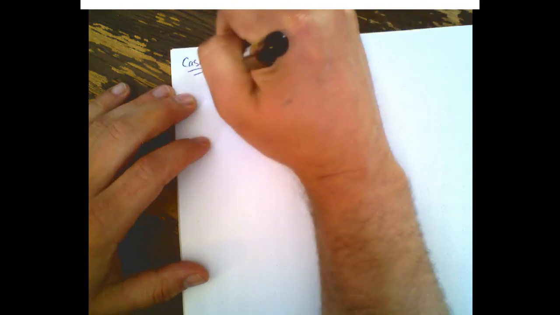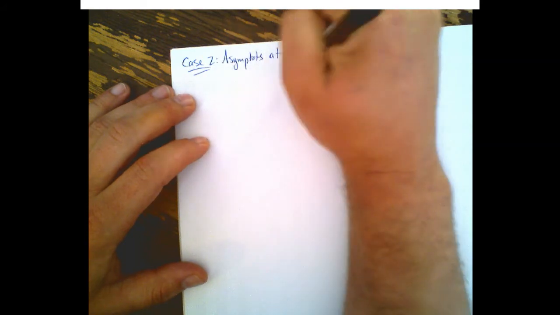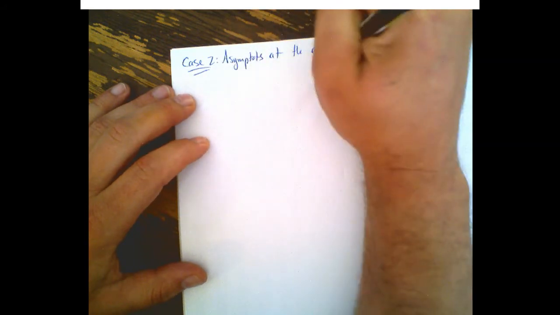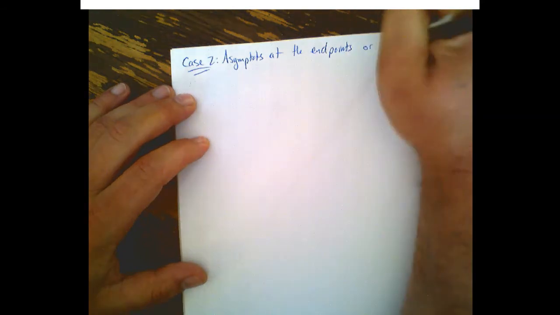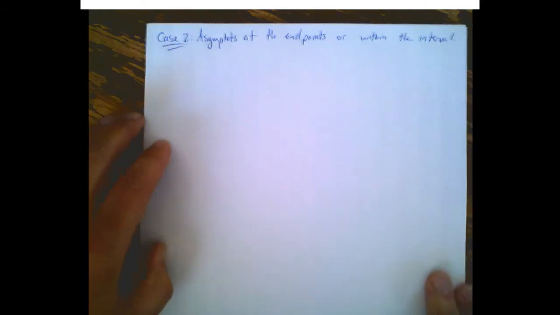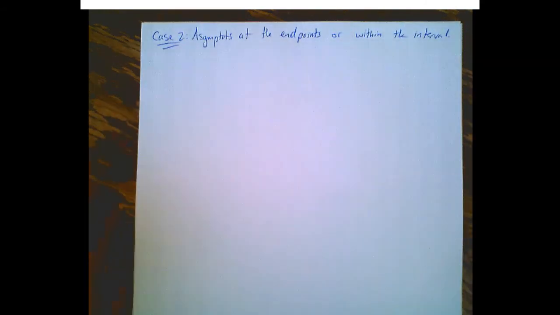Alright, let's take a look at another example. Let's do case 2 now. Case 2 dealt with discontinuities or asymptotes at the endpoints or within the interval. Alright. So let's try this one.